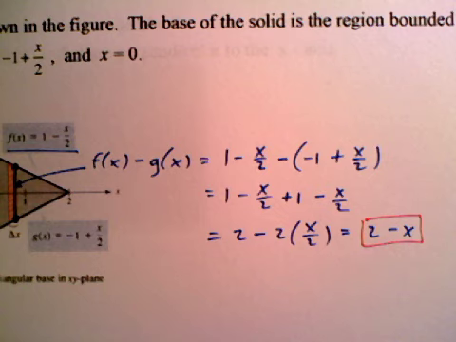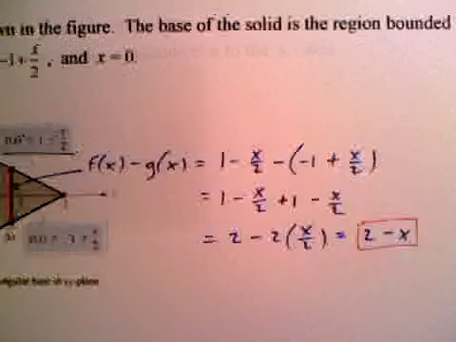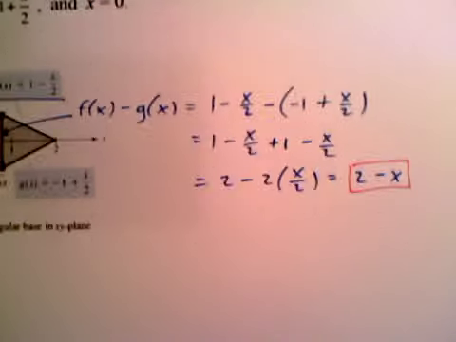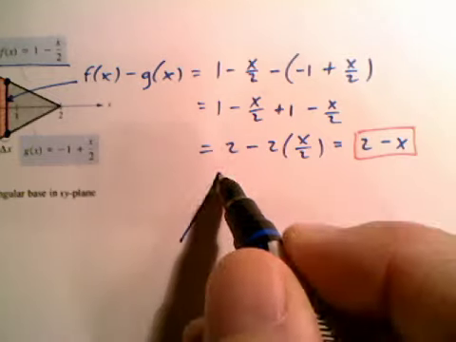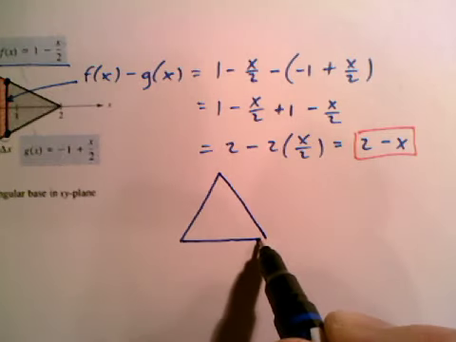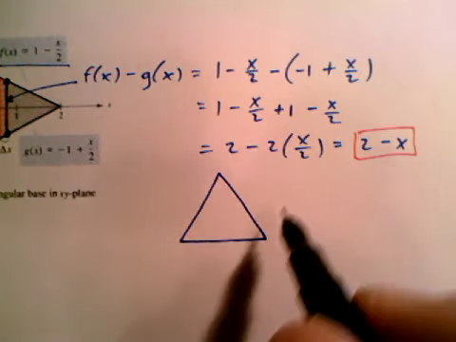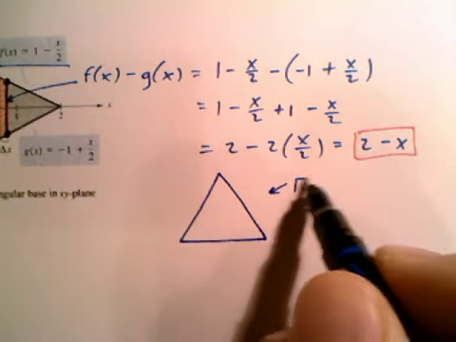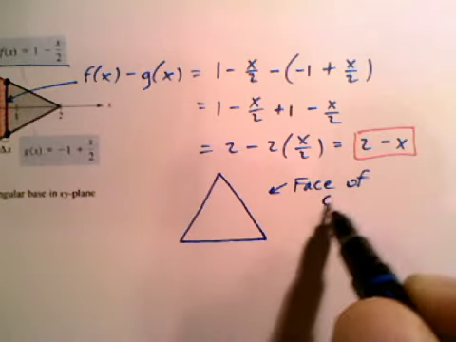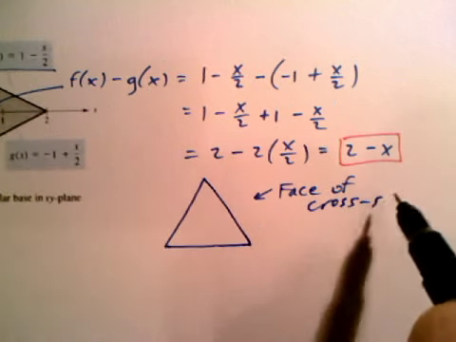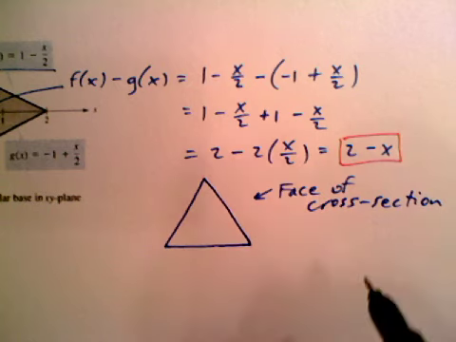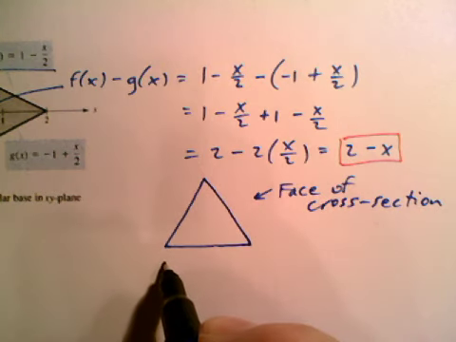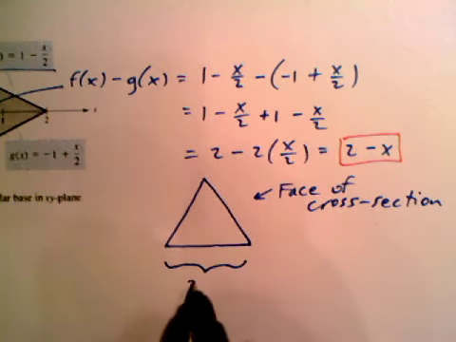Part of the hard work is over. We have a lot more room down here, so let's do this down here. I want to take a look at the cross section's face. Now we're looking at the face of the cross section. I'm trying to make sure you can see what I'm writing. The face of the cross section, this distance right here, that length right there, is our 2 minus x.